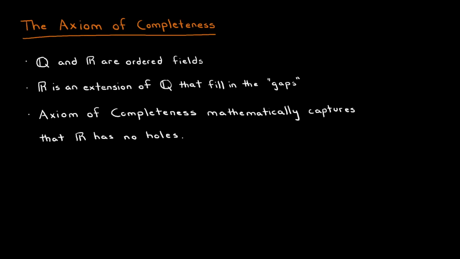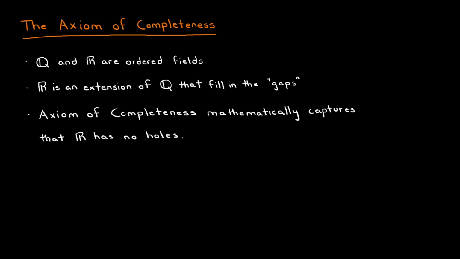Hi everyone and welcome. In today's video we are going to cover the axiom of completeness. This is the very important property that distinguishes the set of real numbers from the set of rational numbers. This is what makes the set of real numbers complete. So let's recap the story so far.